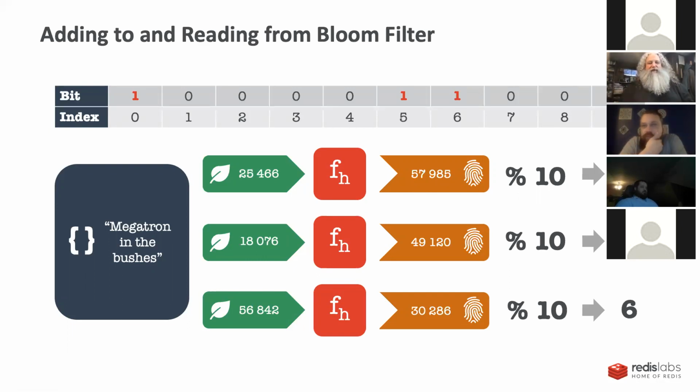To read, we pass in that same string. And I say read, but we're not really reading, we're checking membership. It runs through the same hash functions, gets the same numbers, and we just go read the bit state of those 3 indexes. And if they're all true, then it's probably in the Bloom filter. I keep saying probably, and you may not see the probably yet.